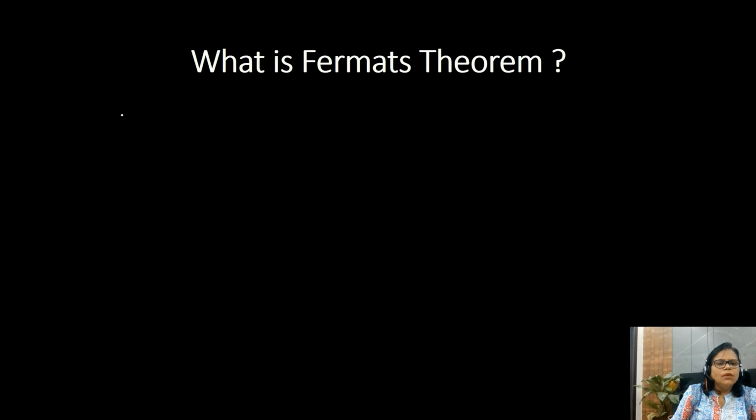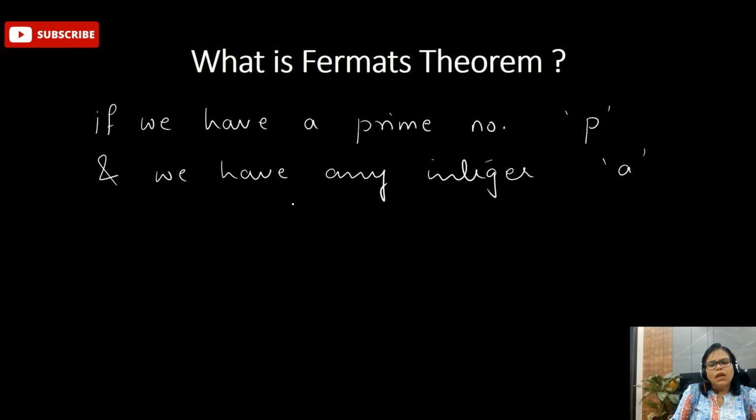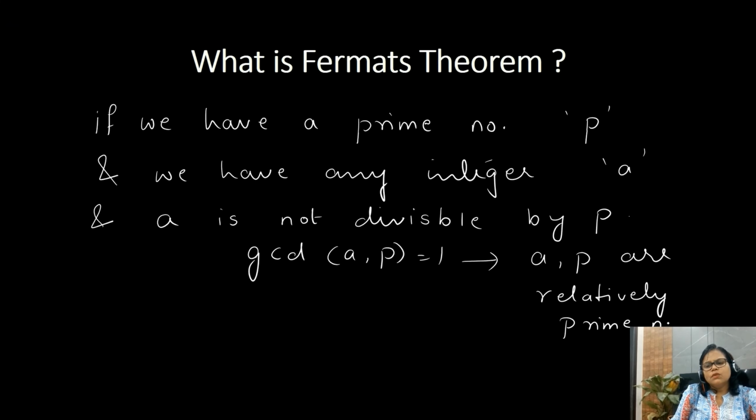So what is Fermat's theorem? Fermat's theorem states that if we have a prime number denoted as P and any integer denoted as A, and A is not divisible by P, that means the greatest common divisor of A comma P has to be 1. It means that A and P are relatively prime numbers. Now students, I have explained what a prime number is, what relatively prime numbers are, how to test if a number is prime, and how to test if two numbers are relatively prime in my previous videos. So I would request you to first brush up those concepts so that you can solve these numericals very easily.